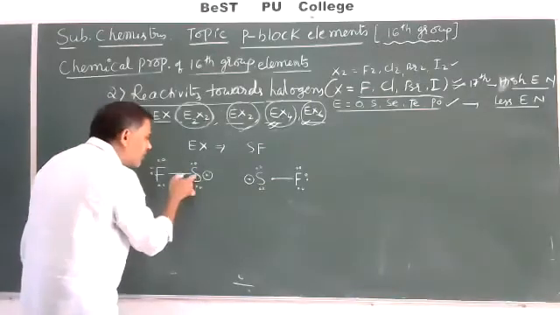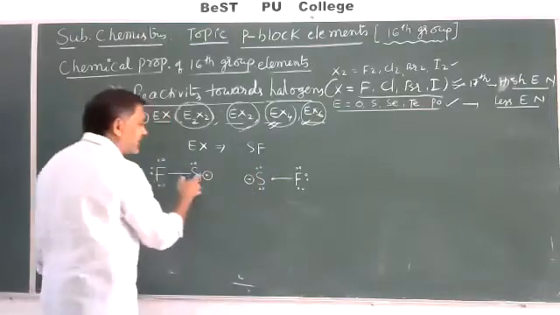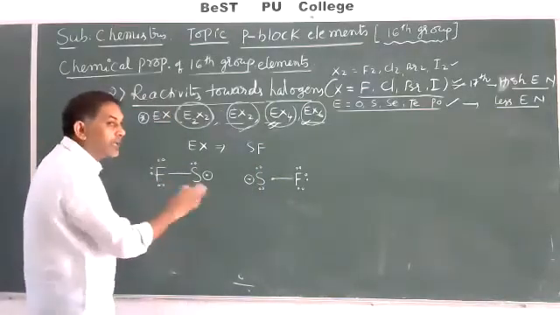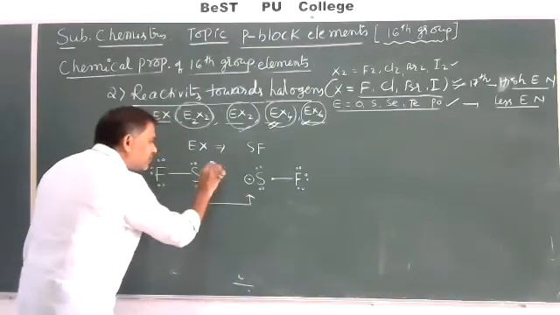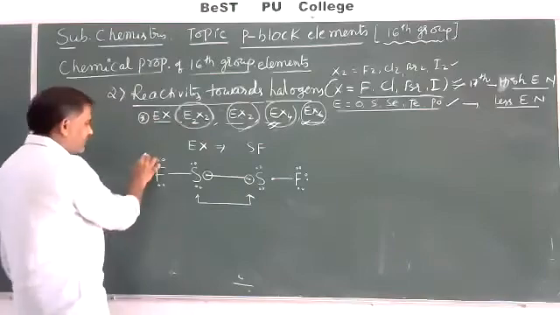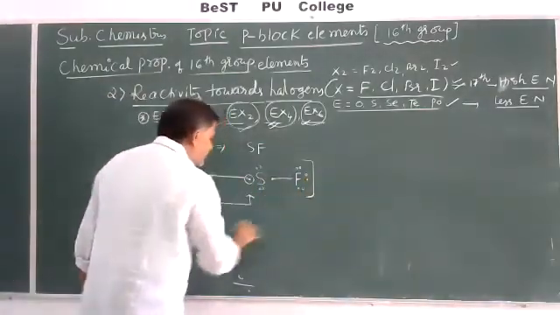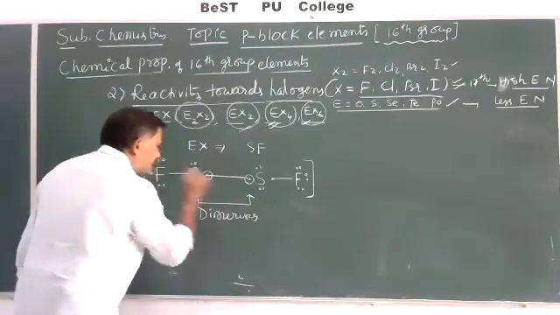Then monofluoride and monofluoride, sulfur monofluoride dimerizes. These two undergo mutual sharing. It forms a covalent bond. This is the dimeric structure. So the monofluorides are dimeric.